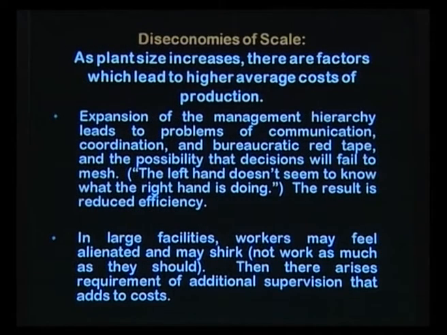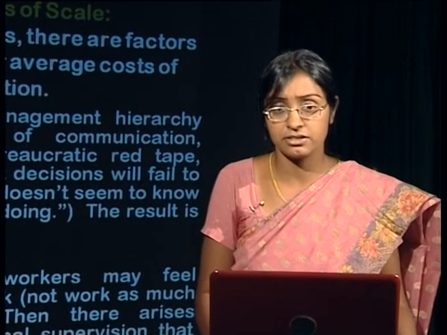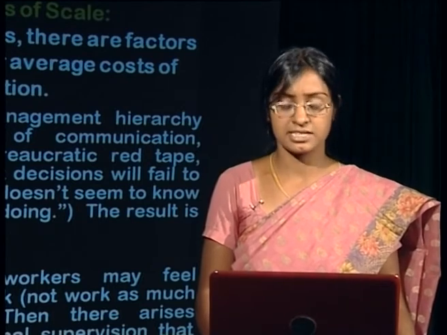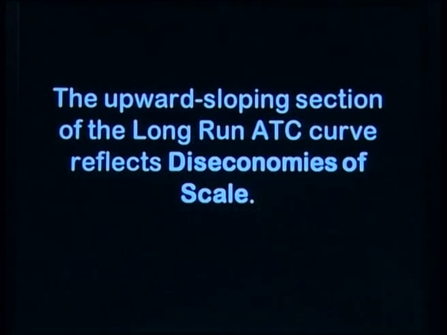In large facilities, workers may feel alienated and may shirk, not work as much as they should in the long-term process. Then there arises a requirement of additional supervision that adds to costs. As we have added a number of people at supervision level, we have to pay them, we have to give them salaries, we have to give them compensation. So ultimately, this will lead to the rising cost of the organization. The upward sloping section of the long run average total cost curve reflects these diseconomies of scale.